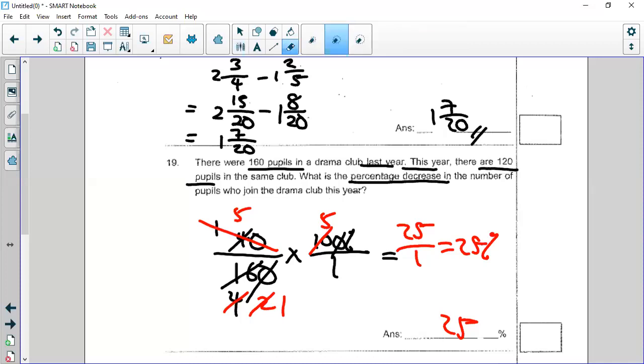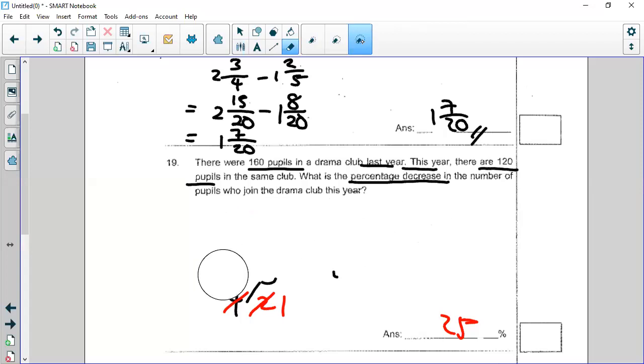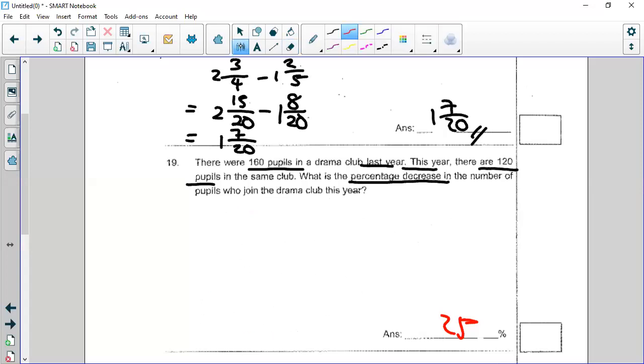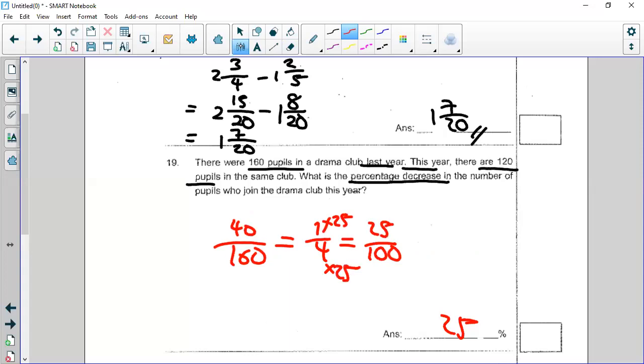So what's the other way if you don't know how to cancel? Now, the other way will be also quite easy. The other way is to make the denominator 100. So you have 40 out of 160. Always get the simplest form, which is 1/4, and then times 25. 4 times 25, 1 times 25. And that's how you get your percentage.